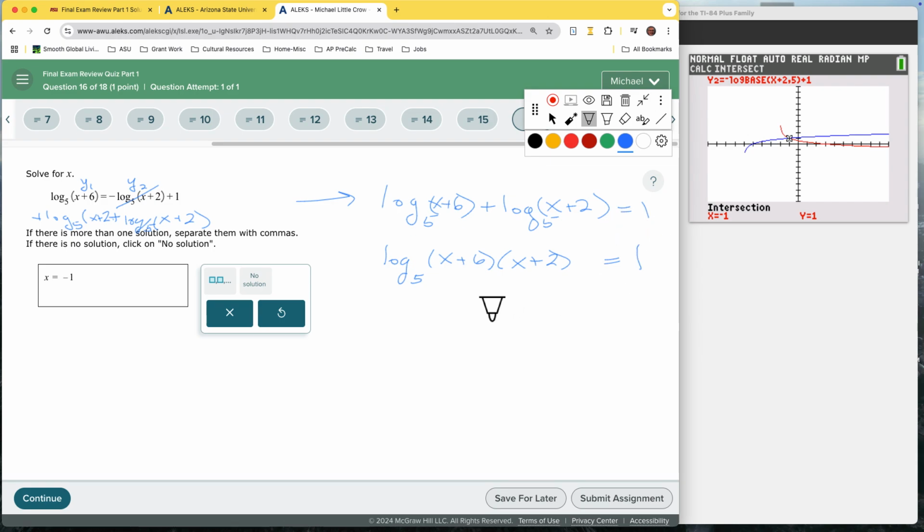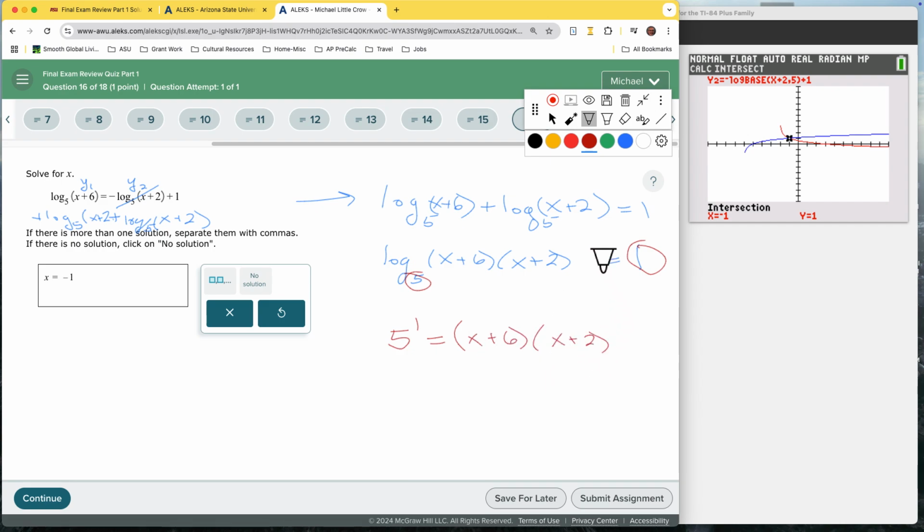We can now do the log dance, so making a logarithm into an exponential. Remember, for that one, the base is going to stay the base. The answer over here becomes the exponent on the base. It's 5 to the 1. And then on the other side, we're going to have the input.